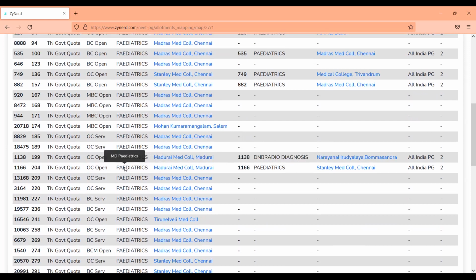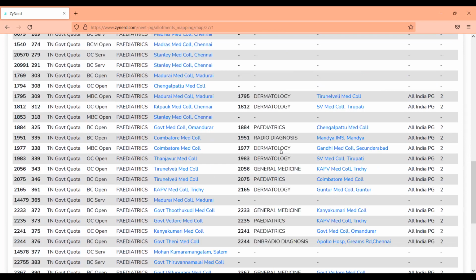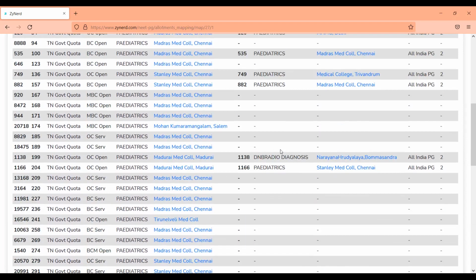Similarly, there's a candidate who has got a pediatric seat in Madurai Medical College in state round 1 who has got an upgradation. Basically, this is a better seat because the candidate has filled this as a choice to Stanley Medical College, which means there might be a vacancy that is created here in state round 1. So this will tell you the entire list of vacancies that have been created. This is not only for when state round 2s are out. You might be able to see other state round 2 allotments as well.